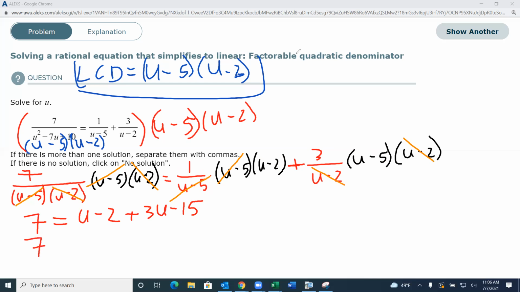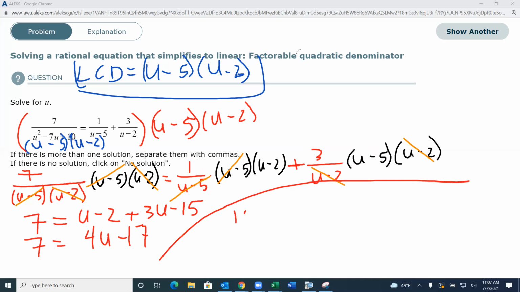We combine like terms on the left side and get 4u minus 17. I'm going to add 17 to both sides and get 24 equals 4u. Divide by 4 and I get 6.